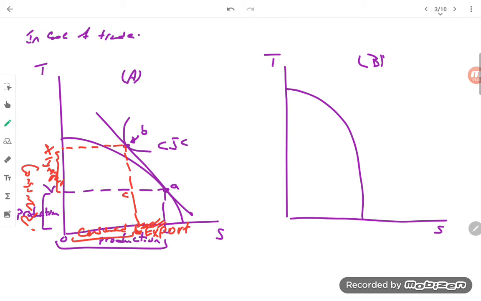So triangle ABC is the triangle of trade, where AC is the country's export of soybeans and BC is the country's imports of textile, and AB is the TOT, or the international trade price of the commodity. So this is the triangle of trade.